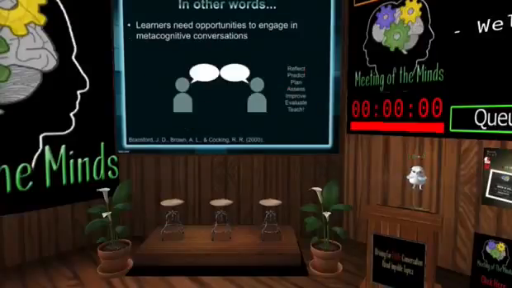In other words, provide learners with opportunities to engage in metacognitive conversations. Teach about the process in addition to the content. Learners need opportunities to reflect, predict, improve, plan, self-assess, evaluate, and teach. Provide formative assessments that can give feedback to both learners and instructors on how to adjust instruction.